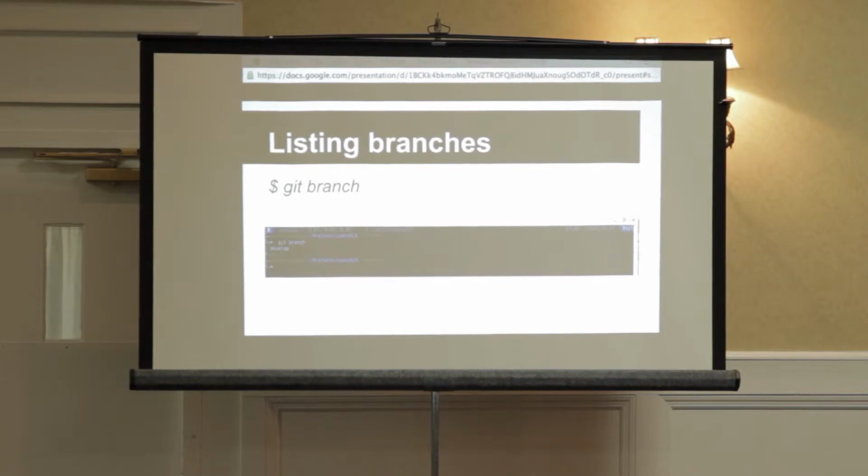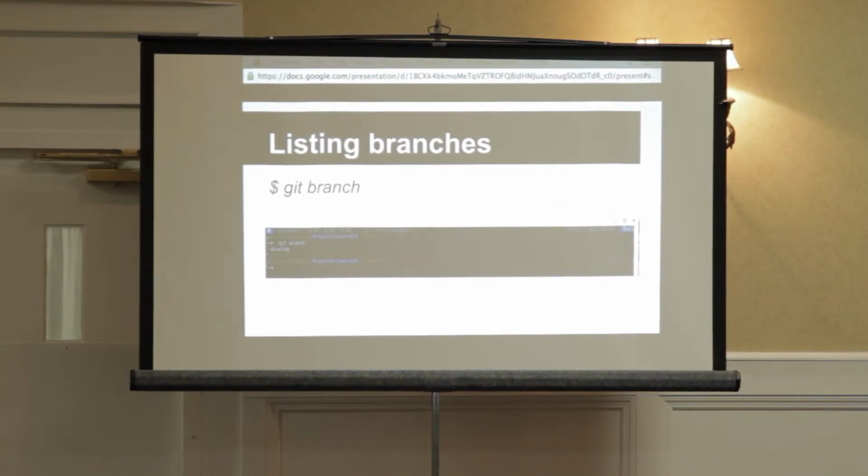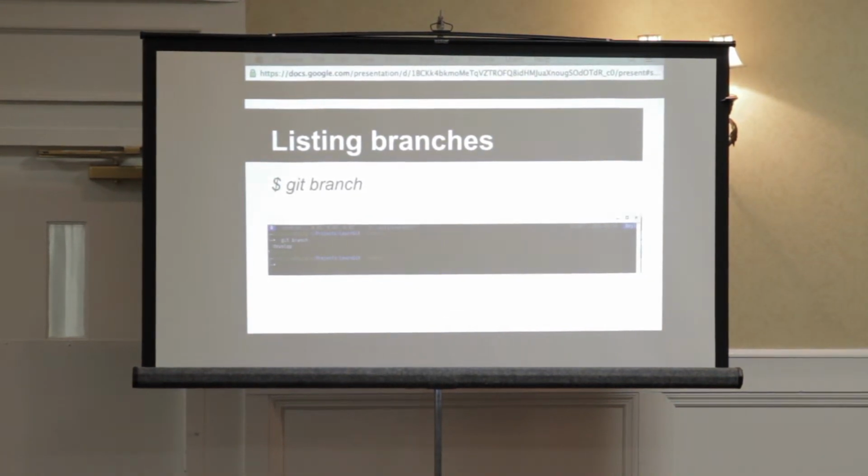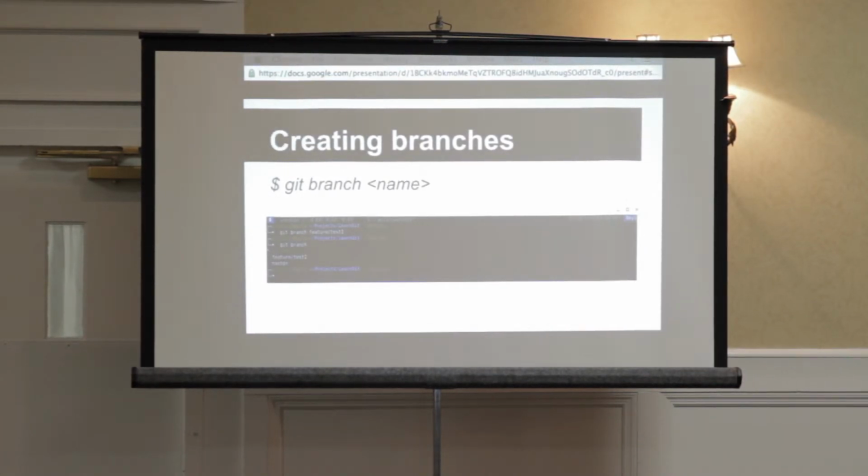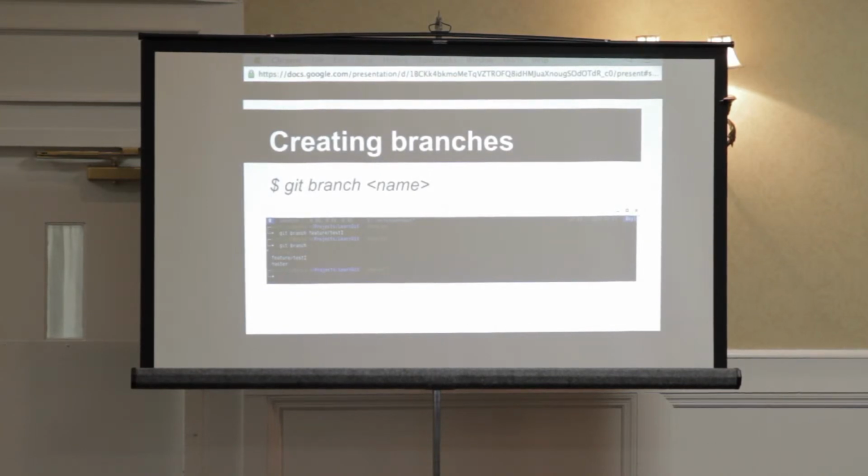So to list all branches you have, you just run git branch, and it'll spit it out. It's one line per branch, and it'll put an asterisk and highlight the one you're currently on. So in this case, I have a develop branch and a master branch that this was sitting on. And creating branches is as easy as just running git branch and then giving it a name.